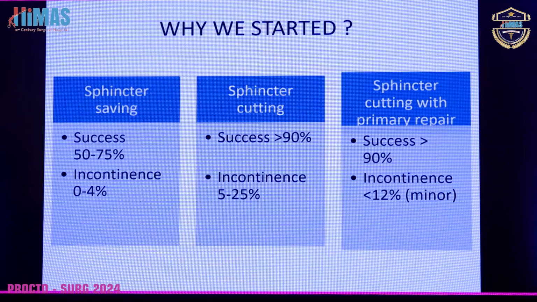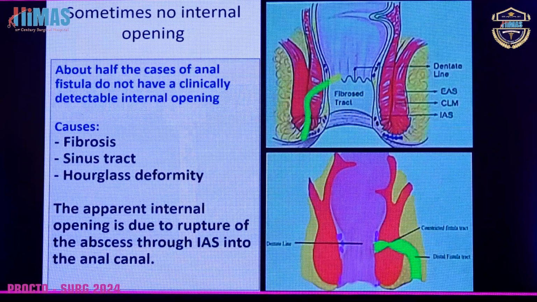So in sphincter cutting with primary repair, we get a success rate of more than 90%, and the incontinence is very less, about less than 12%, that is minor.